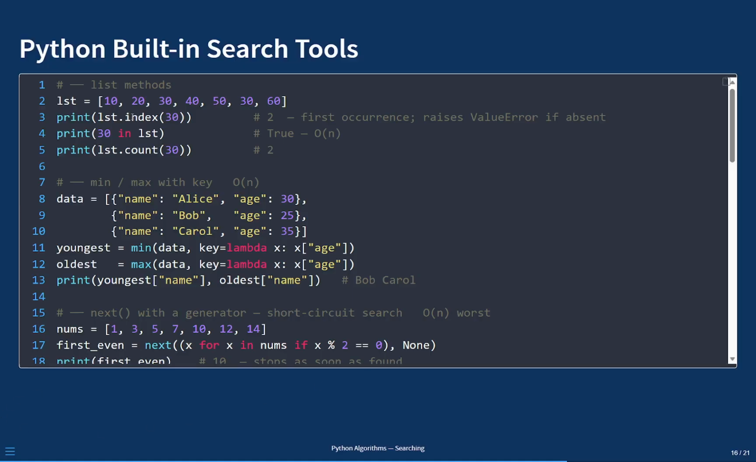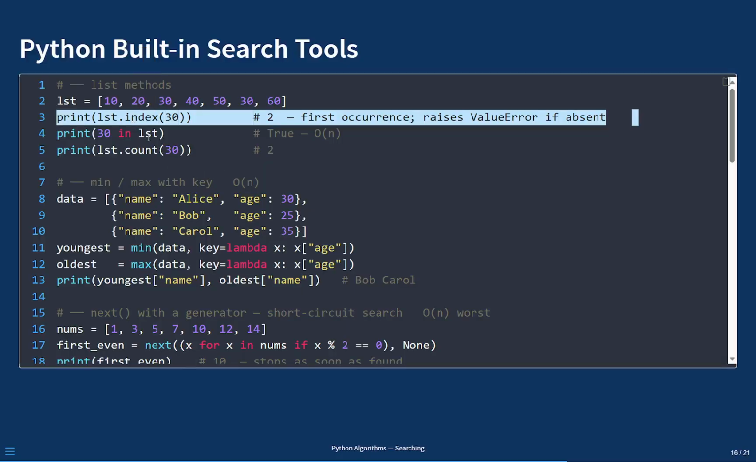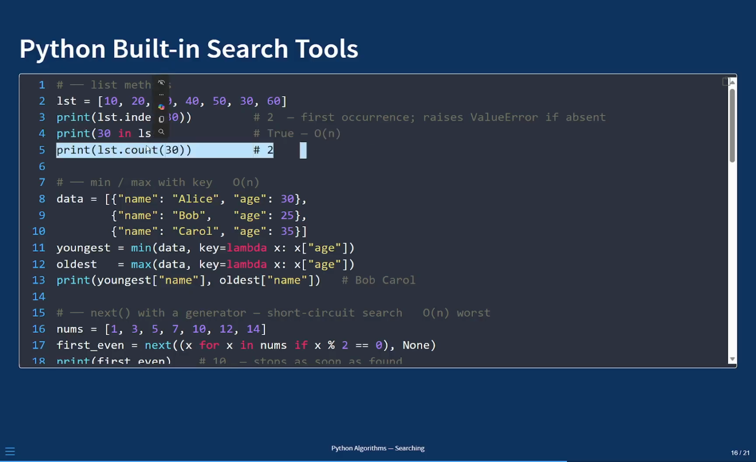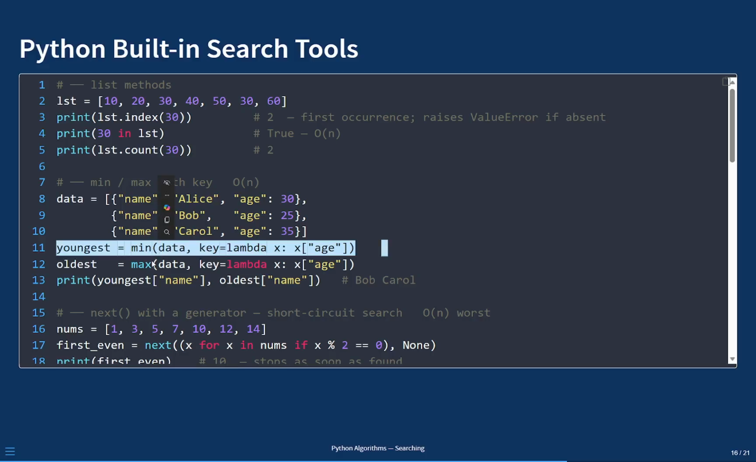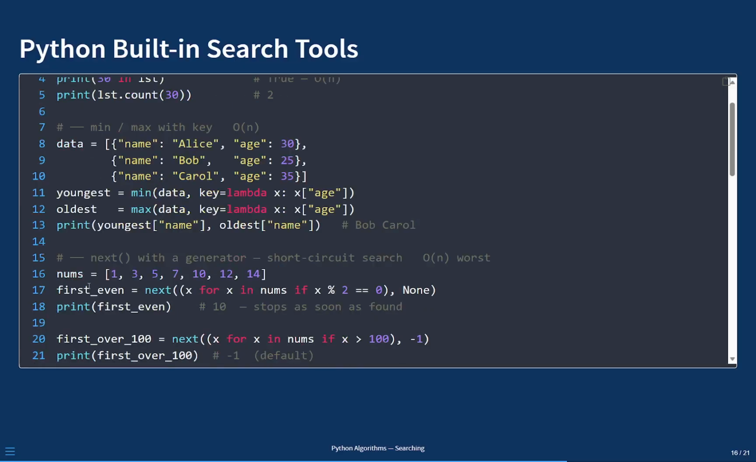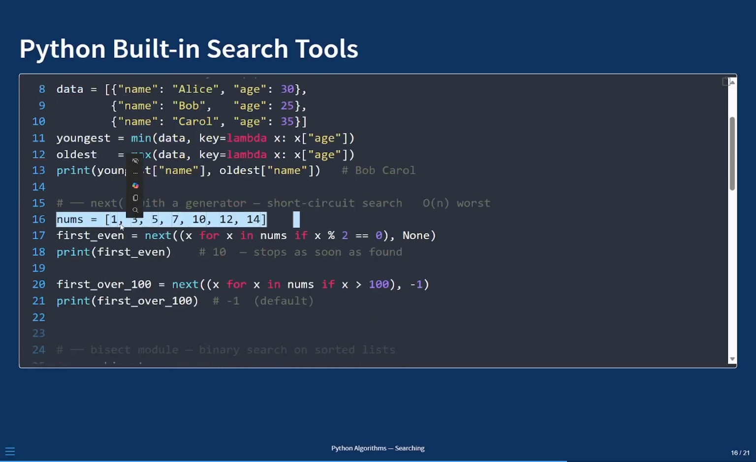lst.index(x) returns the first index of x, raises ValueError if not present, so guard it. x in lst is O(n), a linear scan. lst.count(x) counts occurrences, also O(n). min and max, with a key function, find the element with the minimum or maximum of that attribute, an O(n) scan with a configurable comparator. Click Next. next with a generator expression is the idiomatic Python short-circuit search.